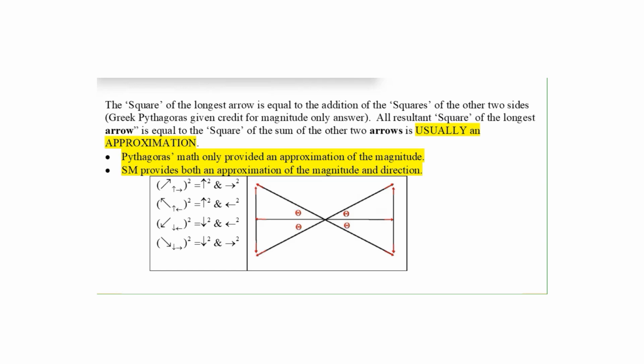The square of the longest arrow is equal to the addition of the squares of the other 2 sides. Greek Pythagoras is given credit for magnitude-only answers. The resultant square of the longest arrow is equal to the square of the sum of the other 2 arrows, which is usually an approximation. Pythagoras math only provided an approximation of the magnitude. SM provides both an approximation of the magnitude and the direction.